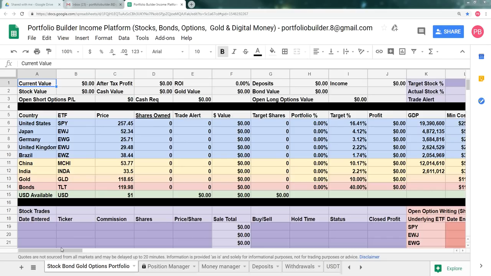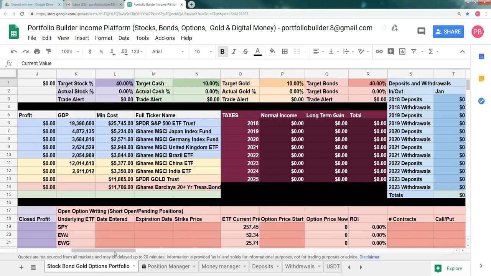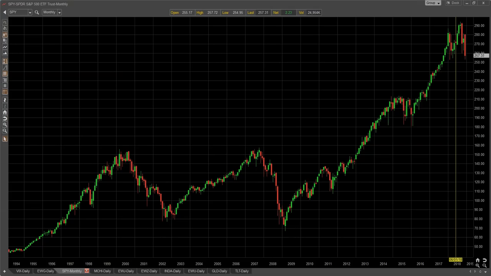When the spreadsheet is first sent to you, it will be set with the default settings recommended for the current market cycle. In this case, entering into 2019, it has a 40% stock position, a 10% cash position, a 10% gold position, and a 40% bond position. With a portion of the target cash position, I'm also investing in digital money assets, which we'll cover later in this video.